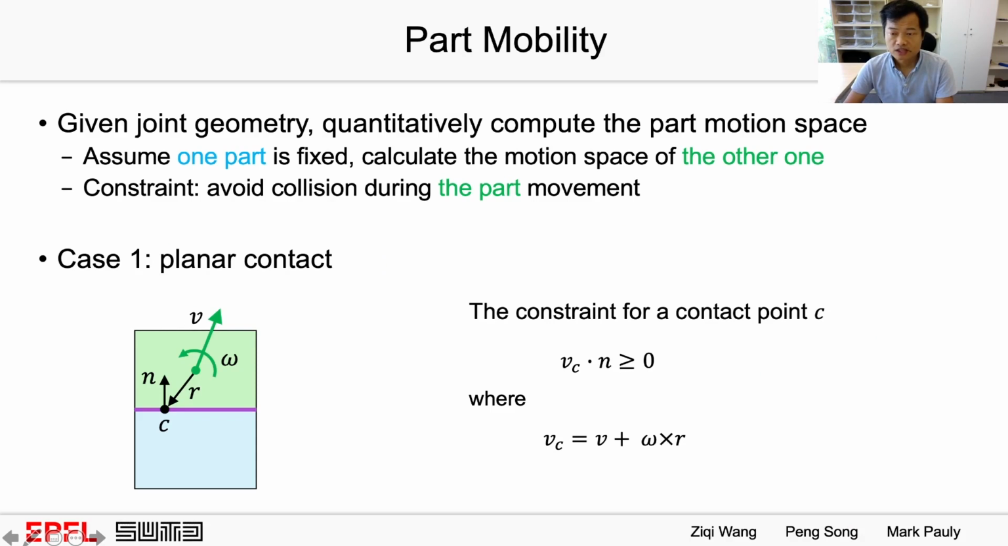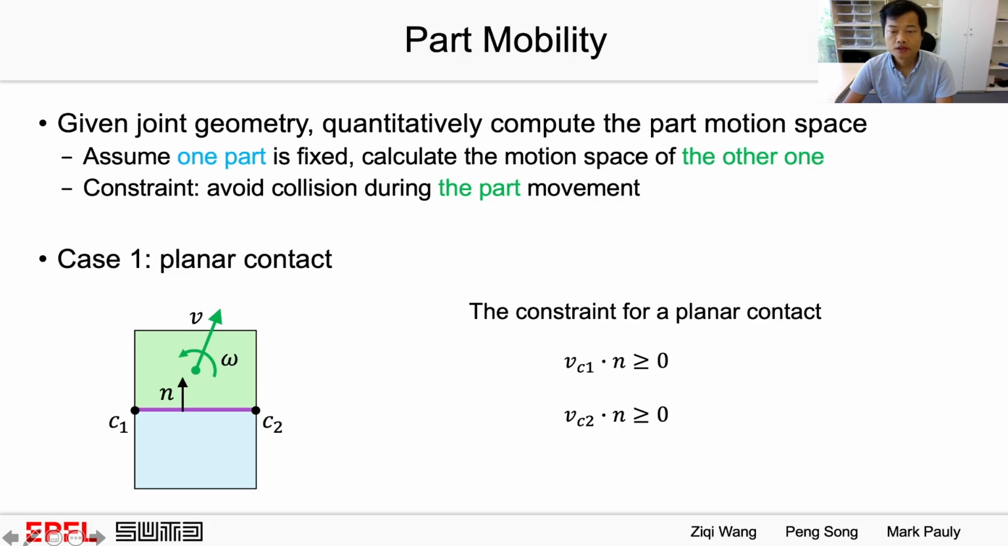To answer this question, let's start with the simplest case, which is the planar contact. We assume the cyan part is fixed and calculate the rigid motion space of the green one. During the movement of the green part, the constraint is to avoid collision with the cyan part. So this collision-free constraint at a contact point C can be formulated by this equation, where Vc is the speed of point C and n is the normal of the contact. The constraint for a planar contact can be formulated by these two inequalities for two endpoints respectively. This is because we consider infinitesimal motion for the green part.